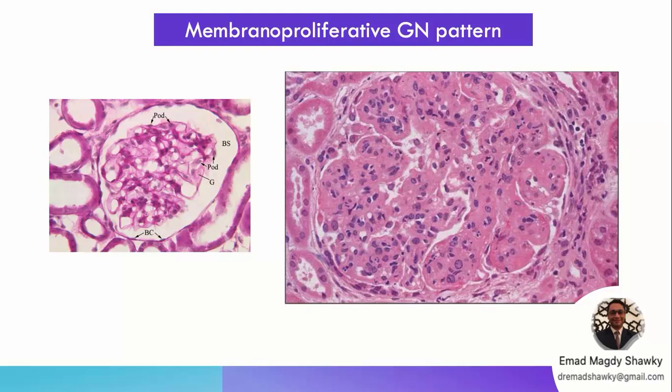and this is why we name this pattern as membranoproliferative. Membrano means that this pattern has a membrane thickening, glomerular basement membrane thickening, and proliferative means proliferation of the mesangial matrix and the proliferation of the inflammatory cells, and the increase in the number of inflammatory cells inside the capillary space.